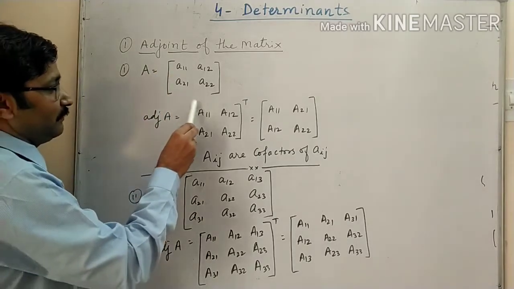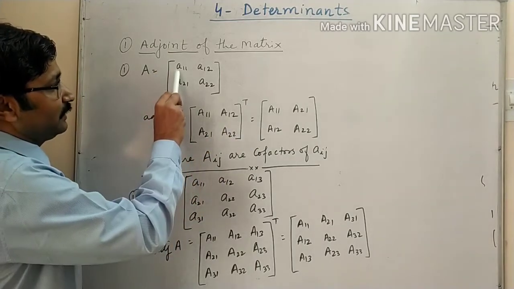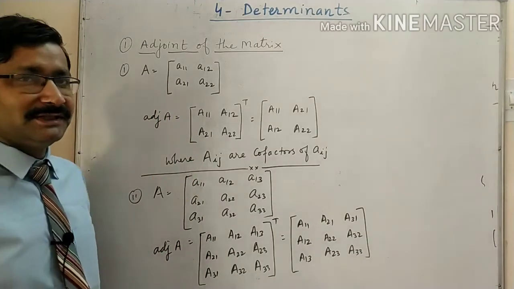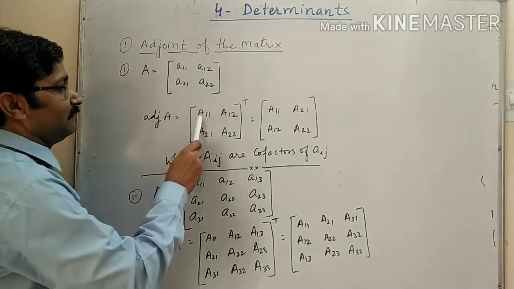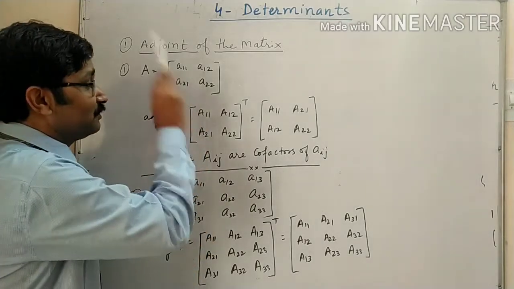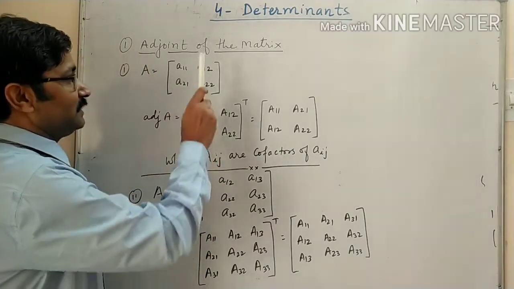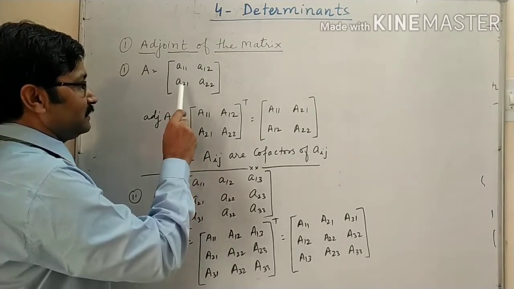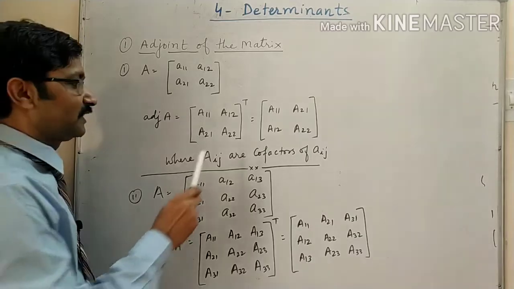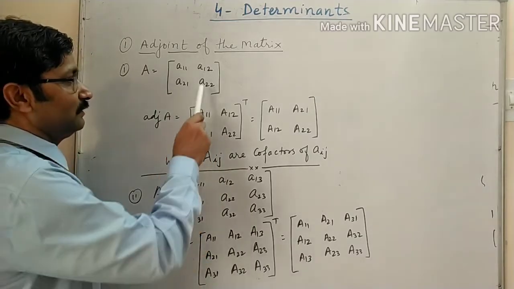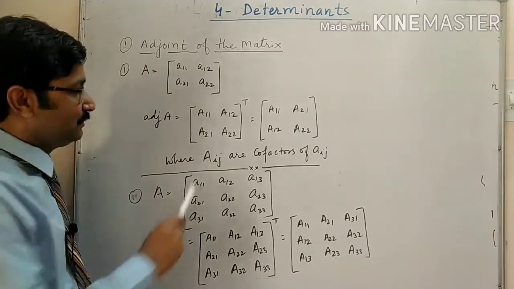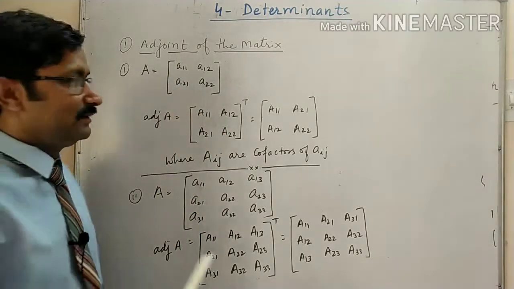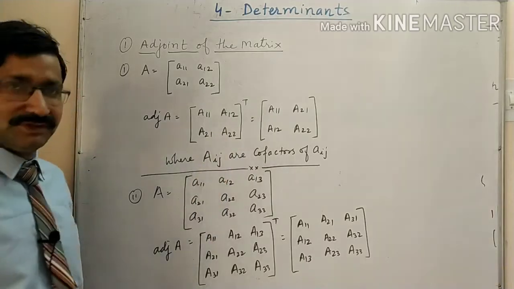That will be a matrix again, where in place of small a11 you will write capital A11. Now what is capital A11? You know, capital A11 is the cofactor of small a11. Capital A12 is the cofactor of small a12. Capital A21 is the cofactor of small a21. Capital A22 is the cofactor of small a22. So you have to find the cofactors of all the 4 elements and write them as they are, and then you find the transpose.